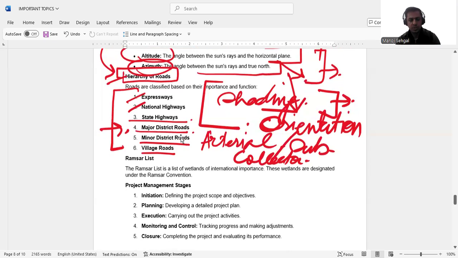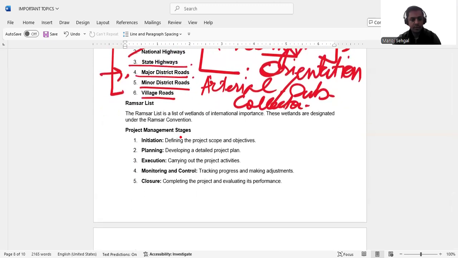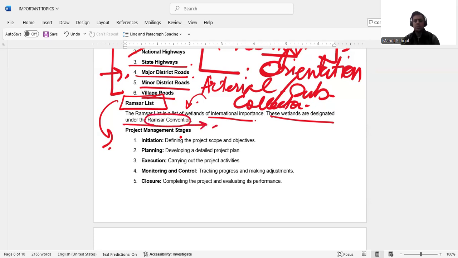So we need to learn about these various roads that come under the overall hierarchy of road design or road structure. Then importantly, we have the case of the Ramsar list, which again is very important from the perspective of heritage, or the wetlands that have been conserved for the sake of international importance. These wetlands are designated under the Ramsar Convention.